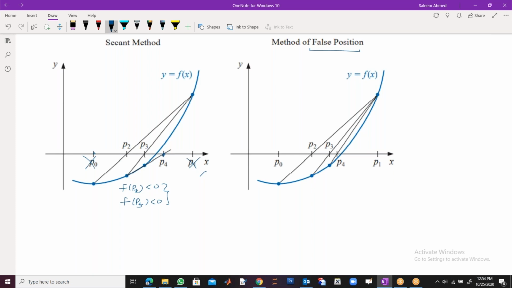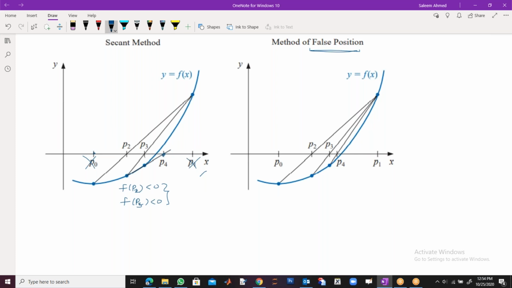In regula falsi method or method of false position, at every step, we update the points. We need 2 points at every step, but we do not consider the newest two.